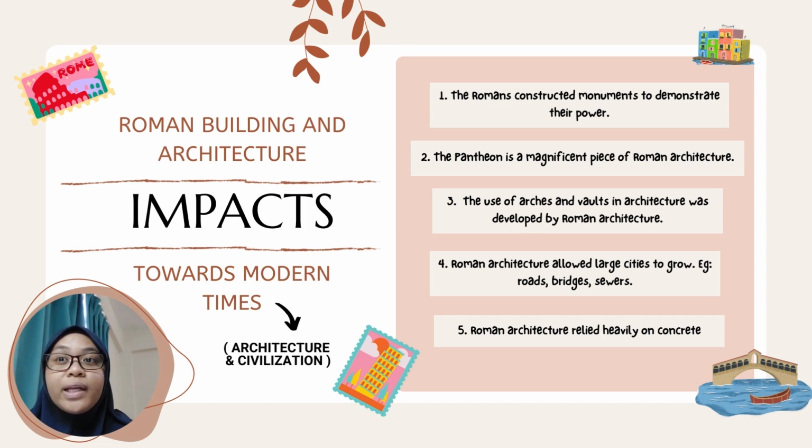And the fourth one is that Roman architecture allowed large cities to grow. Roman architecture pioneered extremely advanced architectural concepts that were critical in allowing large cities to grow, allowing the empire to expand across vast distances. For example, the bridges, the sewers, and the roads that were explained by the presenters before me. And last but not least, concrete was heavily used in Roman architecture.